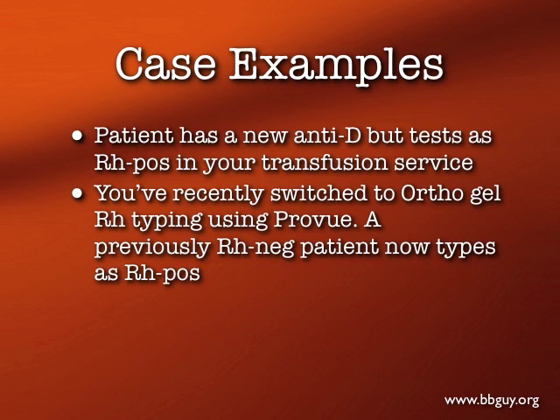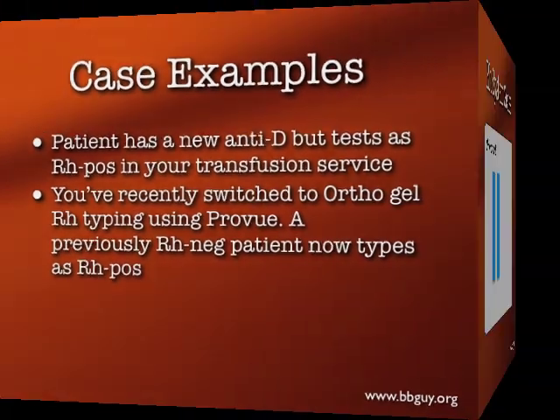And finally, platform changes can lead you to discussions of D variants as well. When you've recently switched, for example, to the Ortho gel system after testing for years with tubes, and now someone who was D negative before comes out as D positive. Again, as we go through this discussion, I hope that all of these will be illuminated for you, and you can see how these kinds of things could, and in fact do, happen.